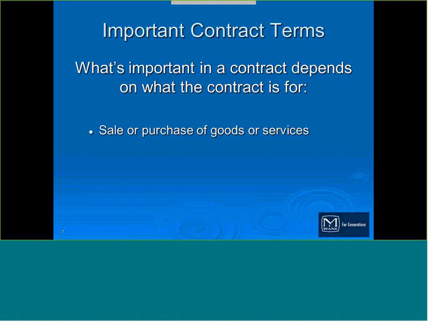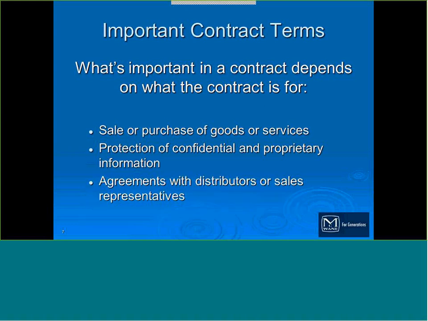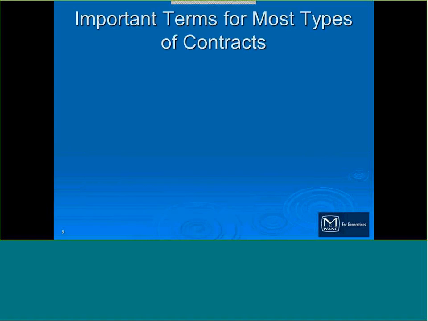This is by no means a complete list of the kinds of contracts that we will encounter or that you may encounter. Sale or purchase of goods or services, whether we're buying or whether we're selling. Protection of confidential and proprietary information, that would be confidentiality agreements and NDAs. Agreements with our distributors or sales reps, or even agreements where we might be a distributor or a sales rep, and then agreements with consultants.